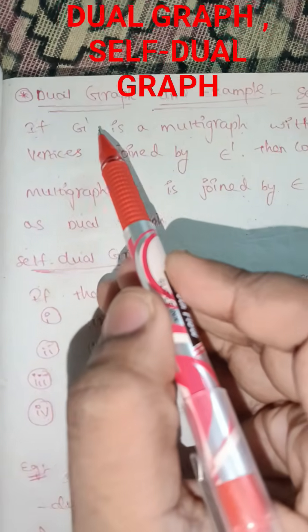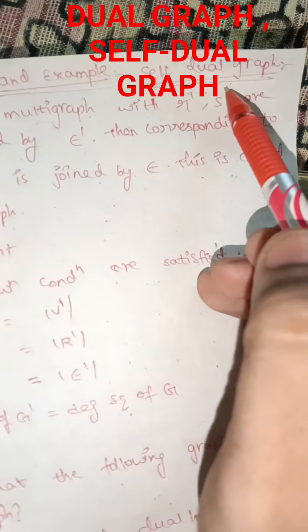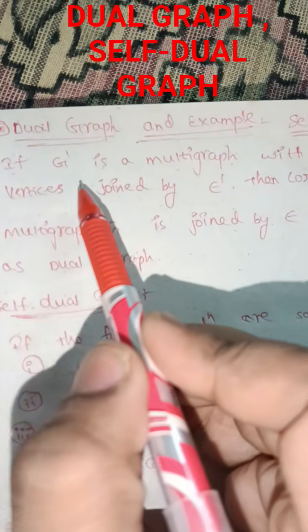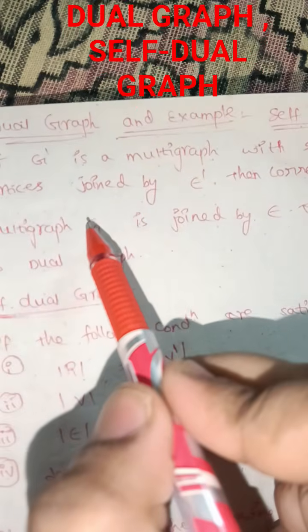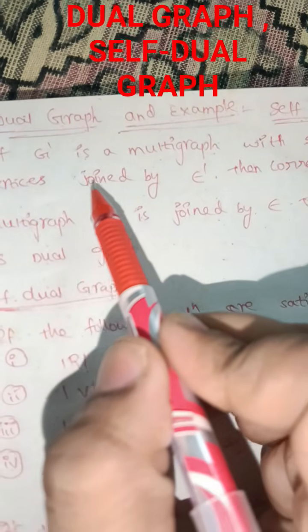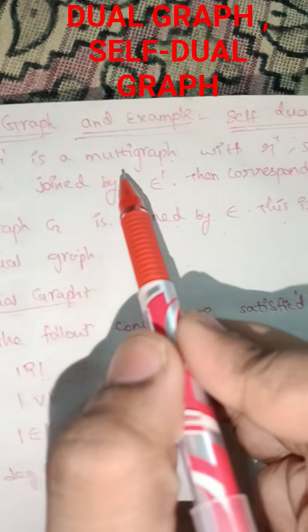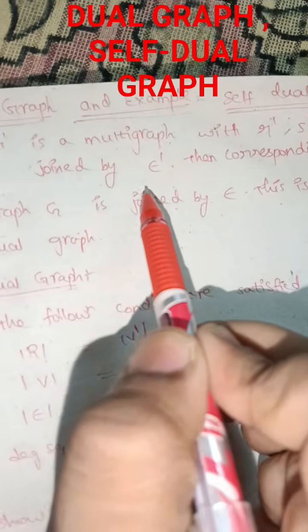So today's topic is dual graph, and I have an example regarding it and self-dual graph. Now coming to the definition of dual graph, if G dash is a multigraph, that is, all the edges start from one point and multiple edges reach that same end point, it's called a multigraph, with R dash and S dash as vertices joined by E dash.